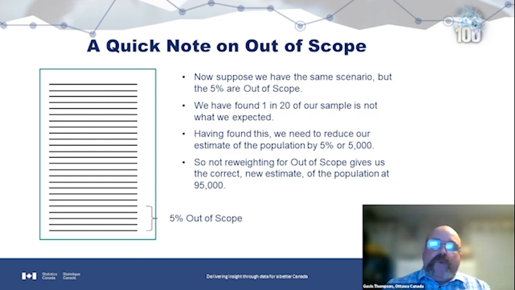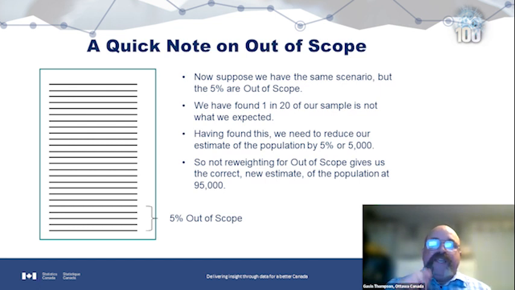So we don't want to reweight this. The out of scope gives us the correct new estimate, which is that the number of households is 95,000, because in our estimate of that 100,000, 5% of them were wrong. 5% of them were businesses. So we actually think now that there are 95,000 households in this community. So for non-response, we want to adjust and inflate to get back up to the original value.